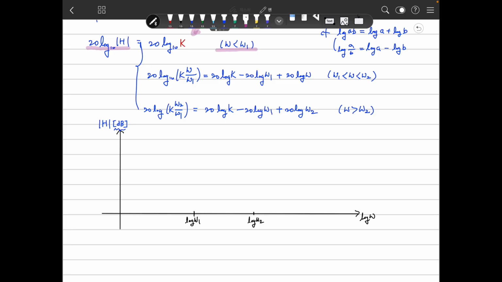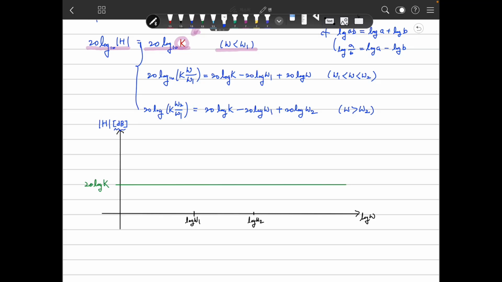When omega is smaller than omega 1, that is a constant variable, because K is a given variable. So the graph looks like that. This value will be 20 log K.